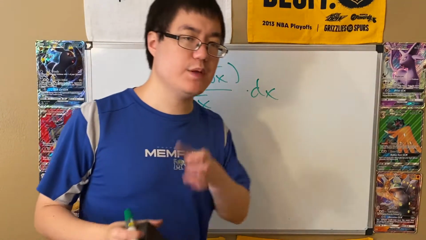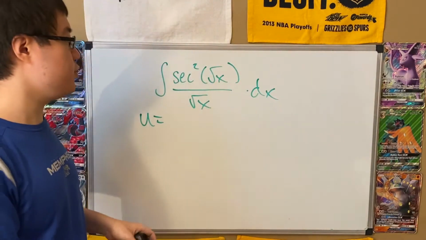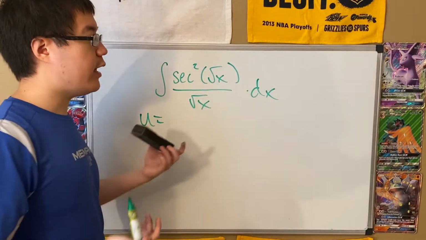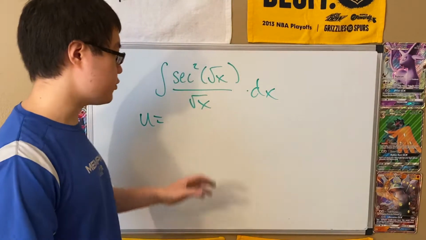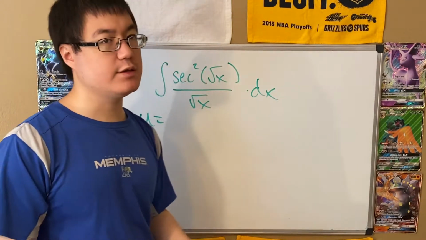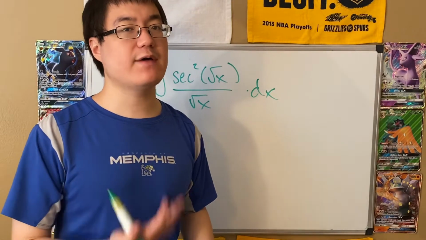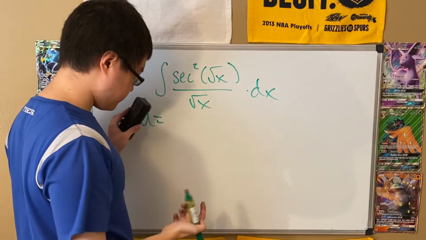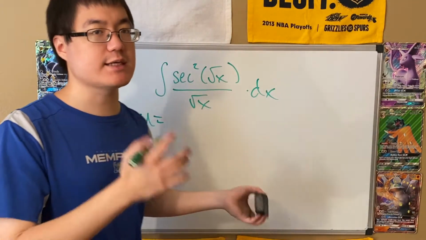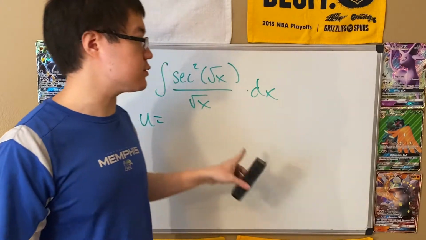So the u that people can sort of recognize will probably be square root of x. And why is that? Well, first, it's inside another function, so that's a good sign. And then what's the derivative of square root of x? Well, that's 1/2 x to the negative 1/2. And that's also in the question, but it's written as a fraction here because x to the negative 1/2 can be written as 1 over square root of x.